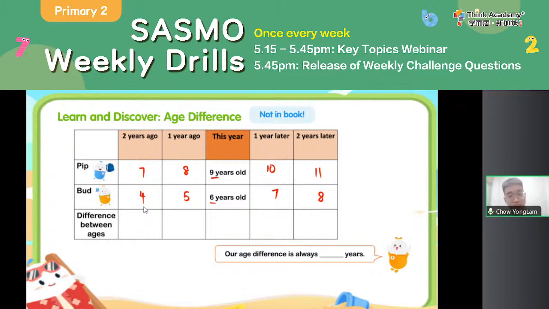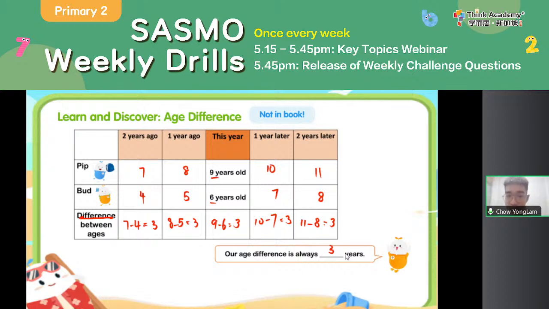Now let's look at the next row. The question is asking, oh, what is the difference between their ages? So let's calculate the difference, okay? 7 minus 4, what is that? It's 3, right? Okay, 8 minus 5. 3. 9 minus 6. Also 3. 10 minus 7. Wait a second. 3 again? 11 minus 8. Oh goodness, it's always 3 years. The age difference is always 3 years.